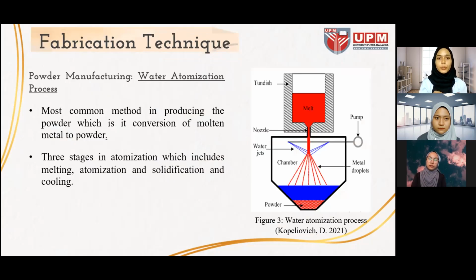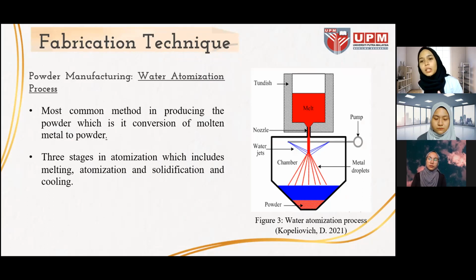So first is powder manufacturing using a water atomization process. It is the most common method in producing powder, which is the conversion of molten metal to powder. There are three stages, which are melting, atomization, and solidification and cooling. Figure 3 shows the water atomization process.